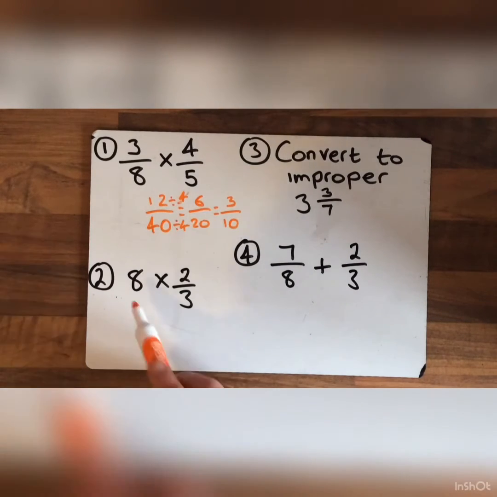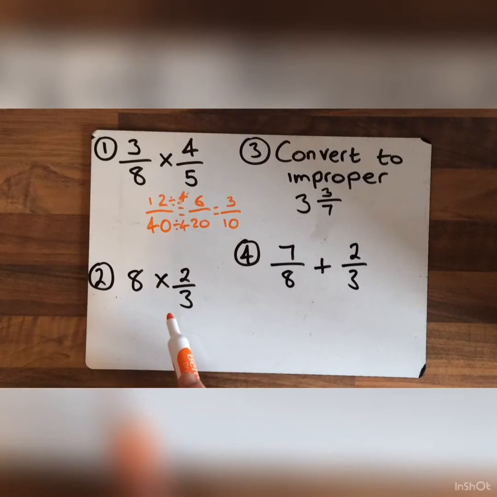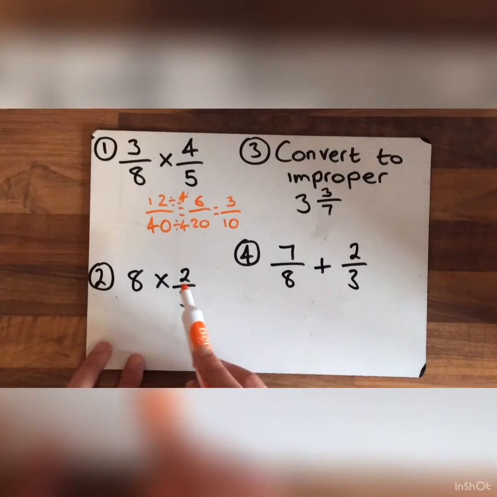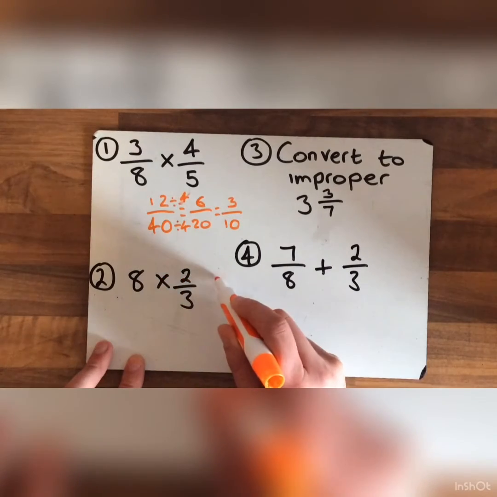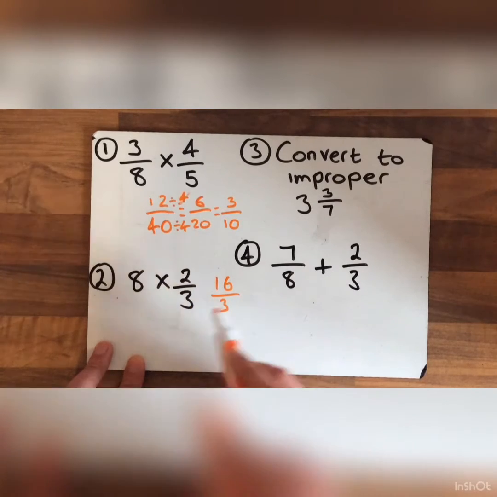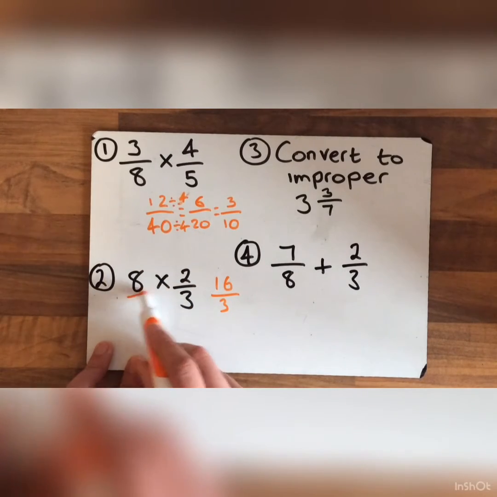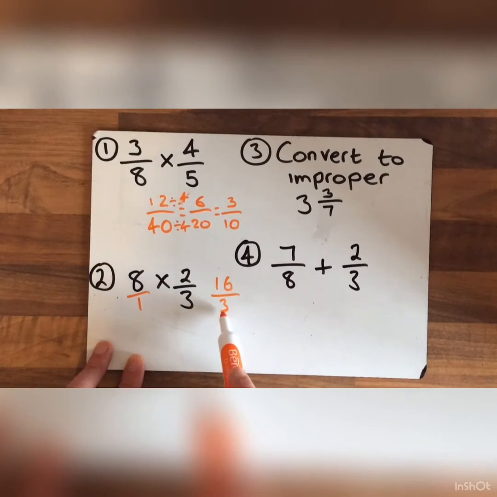Moving on to number 2 now. It's a whole number or an integer multiplied by a fraction, so 8 multiplied by 2/3. Procedurally, we could have done 8 times by 2, the whole number times by 2 gets us to 16, and the denominator stays the same. We could also have turned this 8 into an improper fraction, and then it's the same procedure as the first question. 8 times by 2 is 16, 1 times by 3 is 3.